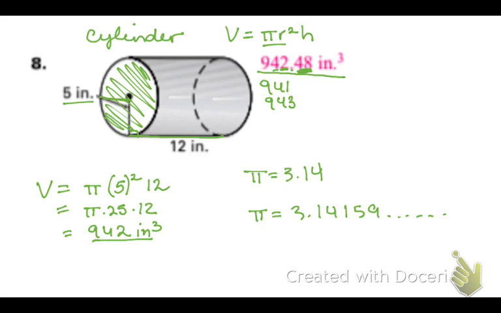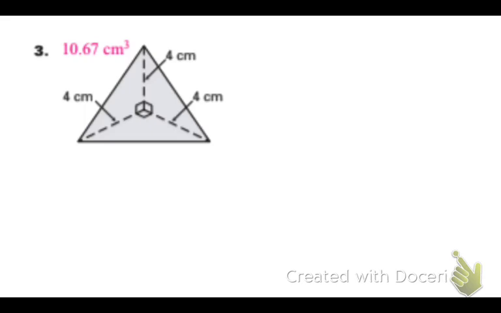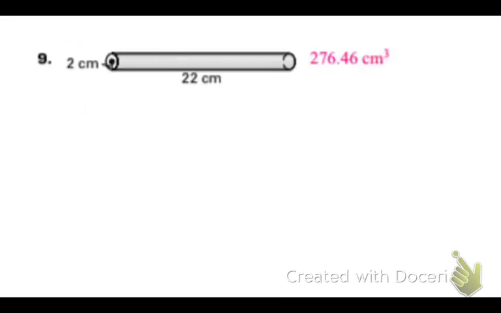Okay, so let's go on to number 9. Again, this is a cylinder. It's kind of like a pipe. It's a cylinder.